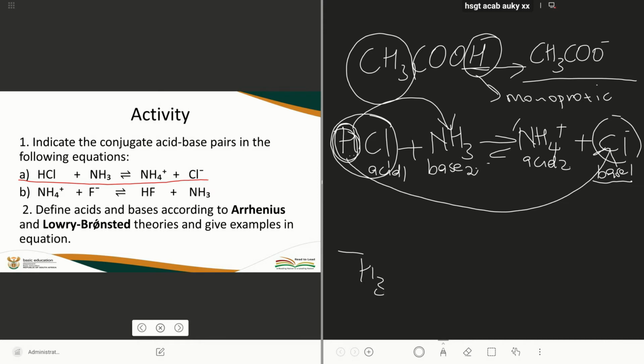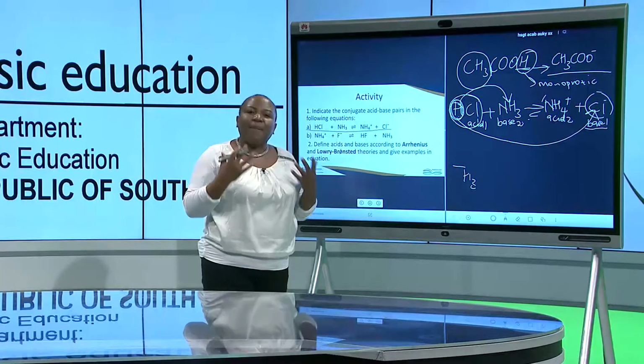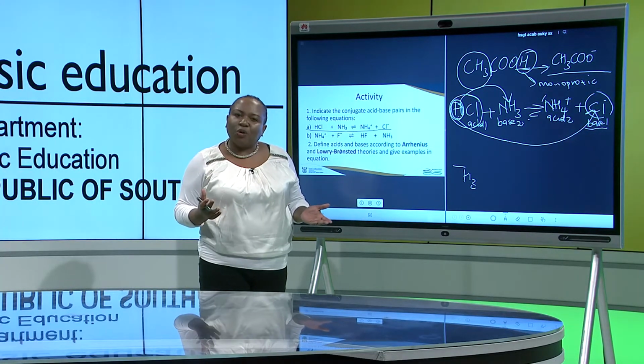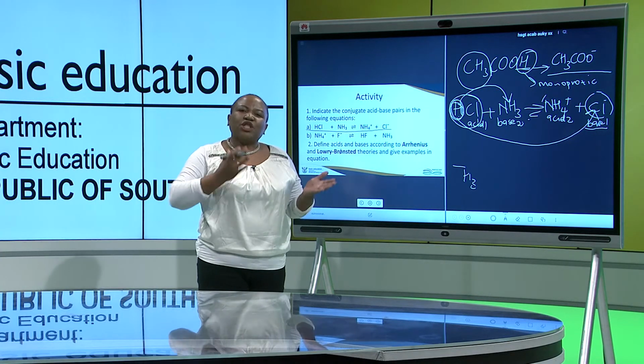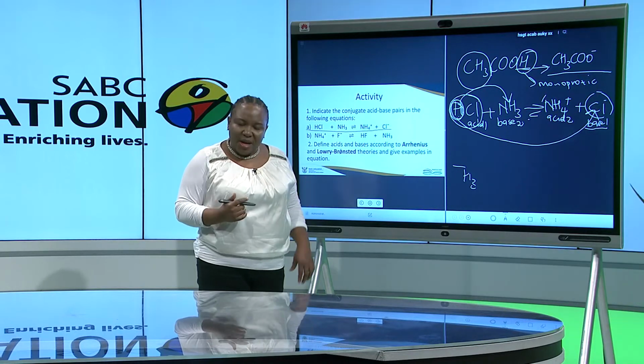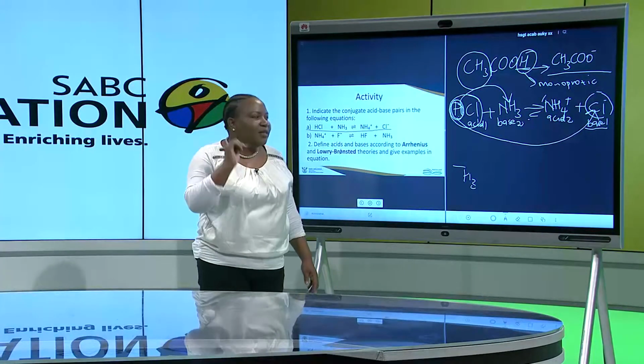So this is how we identify the conjugate acid-base pairs. You must not be confused. You just look at the number of protons of the reactants and compare it with the number of protons of the product. As long as the number of protons differ by 1, it means that the 2 substances are an acid-base pair.